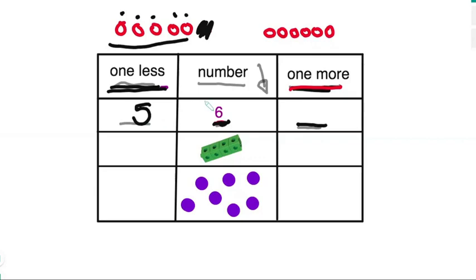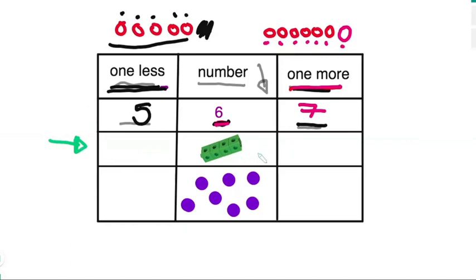Now, when we're finding 1 more, is the number going to get bigger or smaller? Have a think. When we're looking for 1 more, the number is going to get bigger. So the number is going to go up. So I'm going to add on 1 more. There we go. Now we can count them all up and find out what 1 more than 6 is. Let's count them together. 1, 2, 3, 4, 5, 6, 7. So 1 more than 6 is, that's right, it's 7. So we're going to pop our 7 in there. Now we're going to move on to the next one.